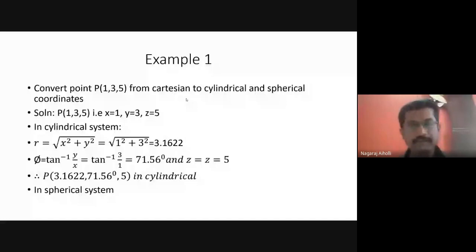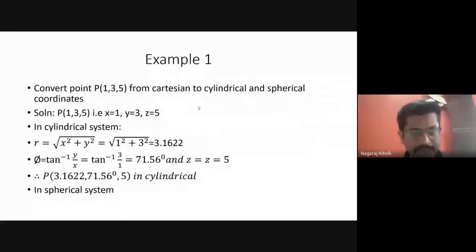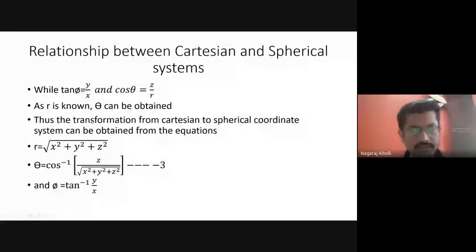5.9161. Correct, exactly, 5.916. Next, go for finding the value of theta. We know that theta is cos inverse of z divided by square root of x square plus y square plus z square. Find out the value of theta. We know x, y and z. Cos inverse of z divided by square root of x square plus y square plus z square will give us theta.